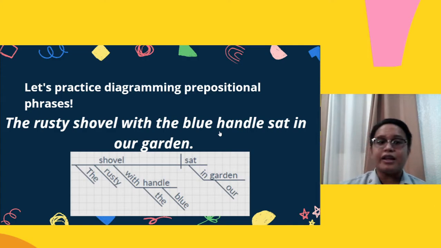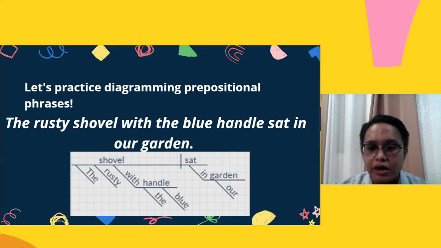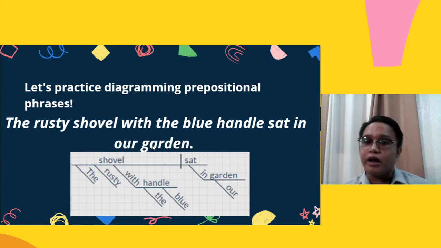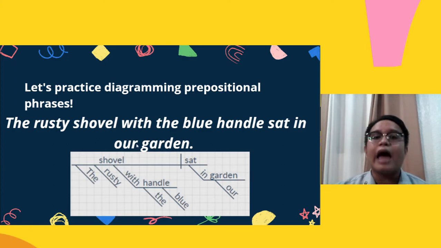See, nakita ninyo? Unsa man na shovel? Katong pala nga na ay blue handle. So that's why ang kanang with the blue handle there is under shovel. Okay? Asa man nakabutang ang inyong rusty shovel with the blue handle na asa mong garden. So in our garden is an adverb describing asa nakabutang ang shovel. So dira ninyo siya ibutang sa adverb.